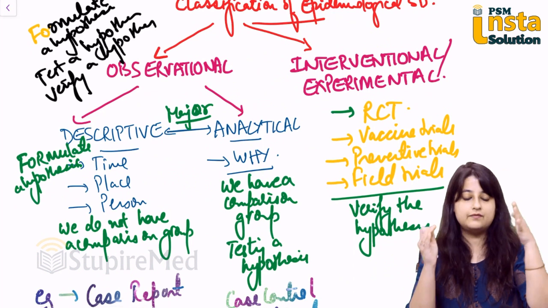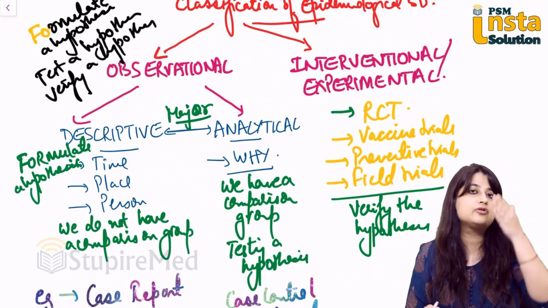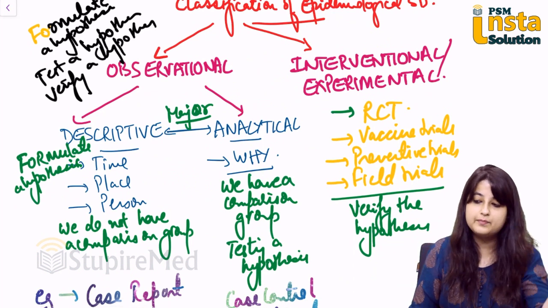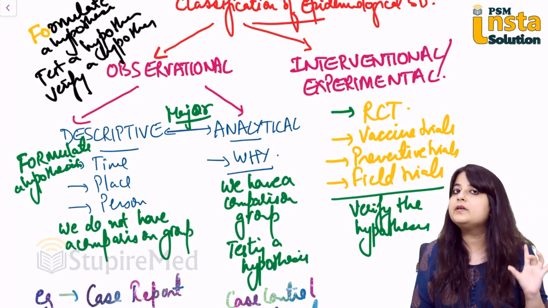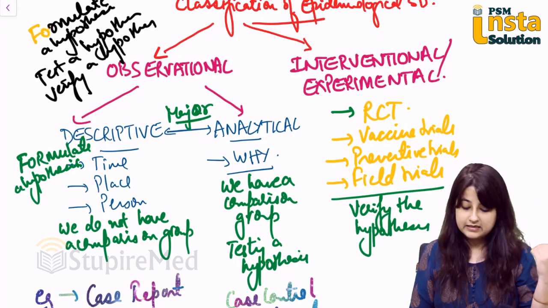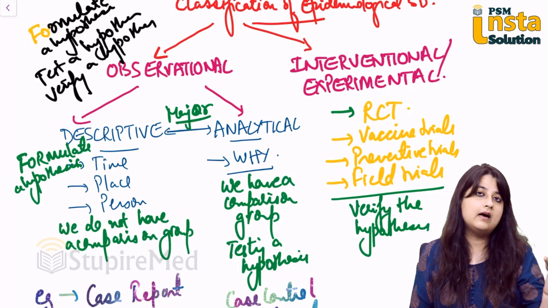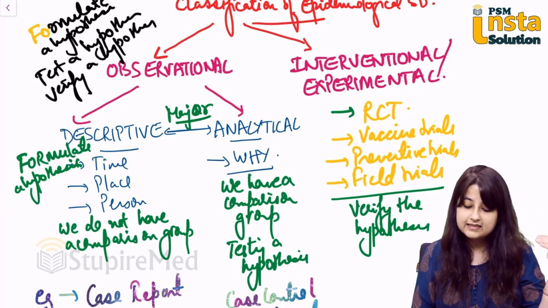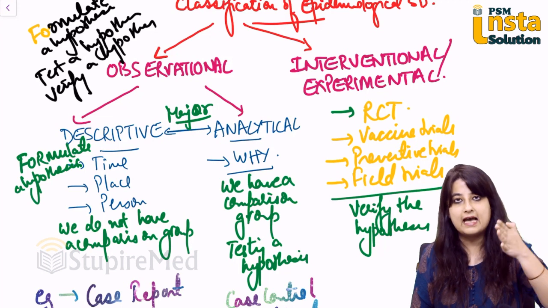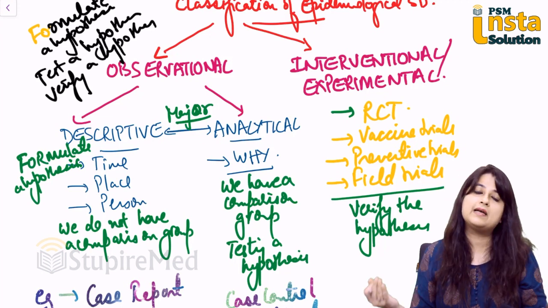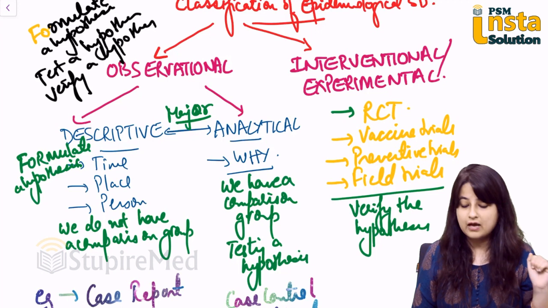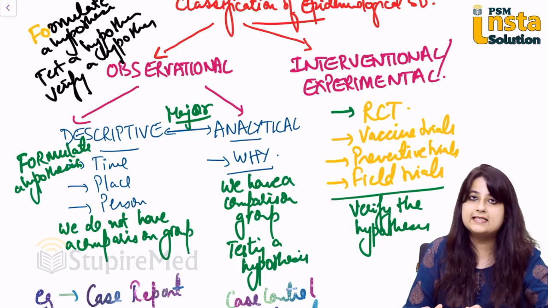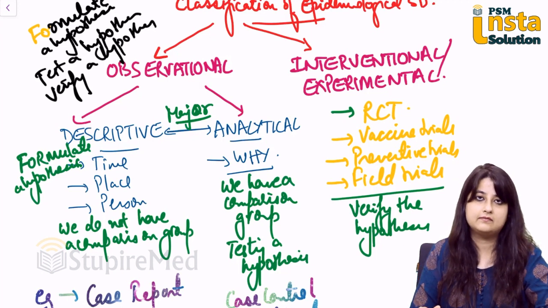Two major types of division: observational and interventional. In observational, you have descriptive and analytical. Descriptive helps you formulate a hypothesis by answering the question of the occurrence of disease according to time, place, person. Analytical helps you answer the question why and how the disease occurred. And interventional is when we are giving a trial. So, I hope you're clear with the first Insta question of the day.